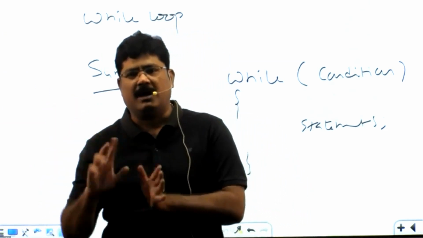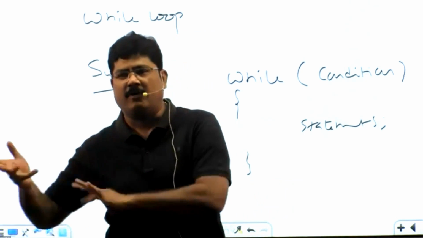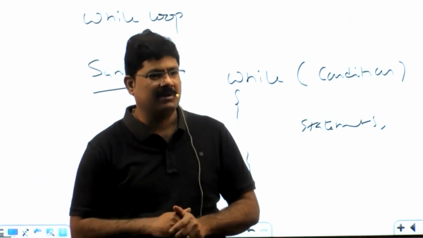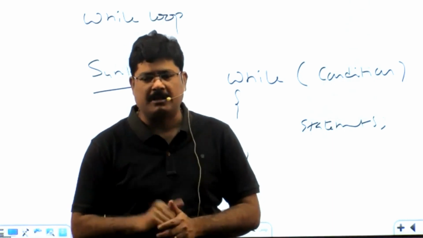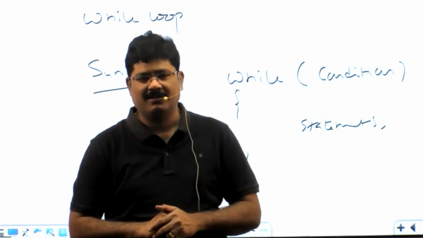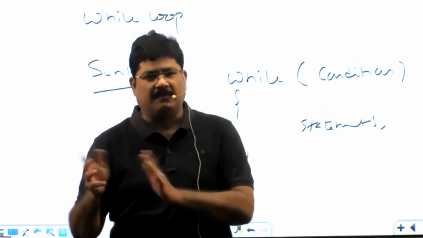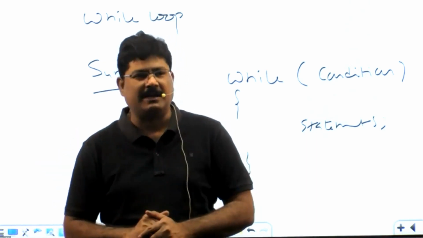System.out.println, array of 0, array of 1, array of 2, array of 3, array of 4. Yes, because at that moment you do not know about the looping concept. Once I introduce you to the looping concept, we don't write the code like this. If there are 100 elements available, array of 0, array of 1, array of 2, up to array of 99, we don't write like this.